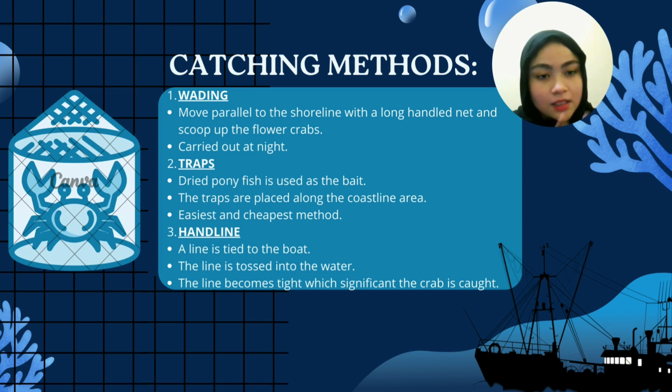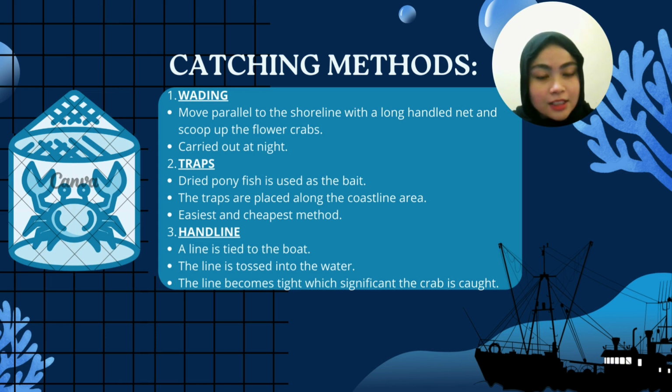The second method is using trap. This method, we're gonna need to use a bait. Usually, we use dried pony fish as the bait. So the trap will be placed along the coastline area to catch the flower crab. This method is the easiest and also the cheapest method to catch flower crab.